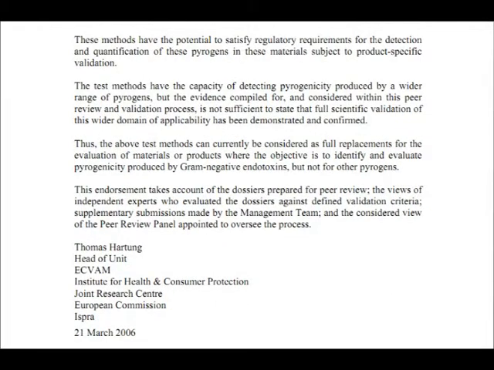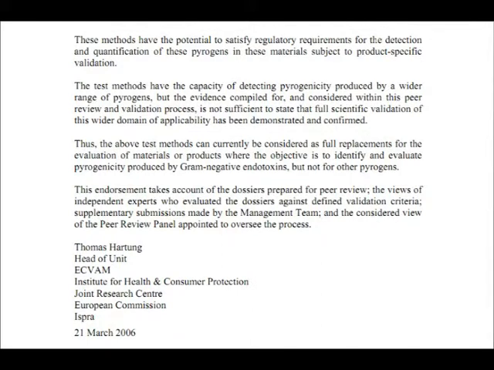This slide shows the second part of the statement, which reads, these methods have the potential to satisfy regulatory requirements for the detection and quantification of these pyrogens in these materials subject to product-specific validation. The test methods have the capacity of detecting pyrogenicity produced by a wider range of pyrogens, but the evidence compiled for and considered within this peer review and validation process is not sufficient to state that full scientific validation of this wider domain of applicability has been demonstrated and confirmed.